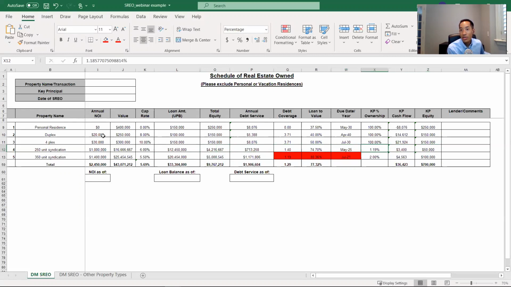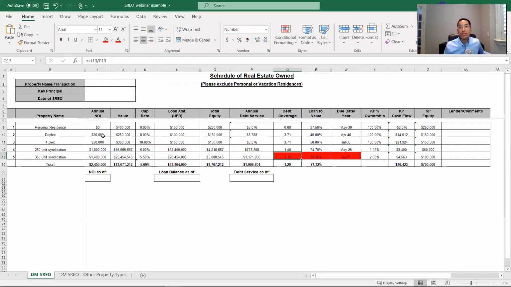So you want to make sure that your ownership reflects how much you invested in the deal based on the equity that you put in. And then let's go down to this last one, 350 unit syndication, 1.4 million NOI, divided by the value. So you get to about 5.5 cap. And then your loan amount and your equity, annual debt service again.